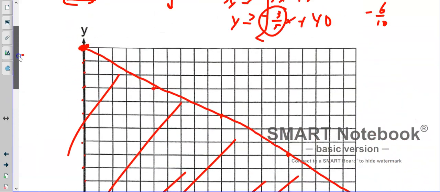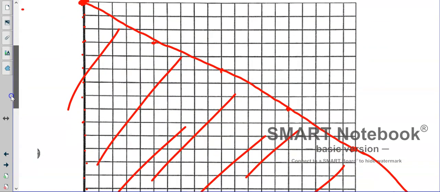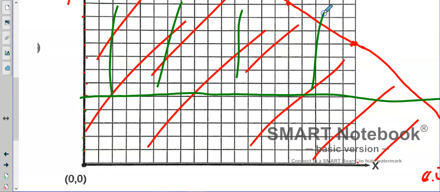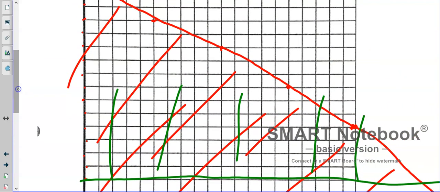All right. Now, y greater than or equal to 10. It's going to be a horizontal line at 10. So I'm going to go 2, 4, 6, 8, 10 and put a horizontal line here. And again, I'm shading this. So right now there's my overlap area, like so.